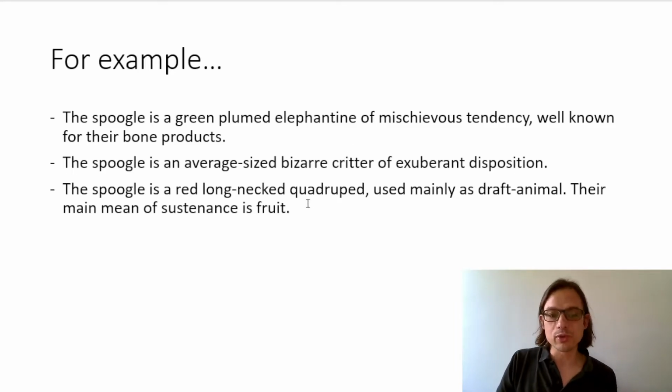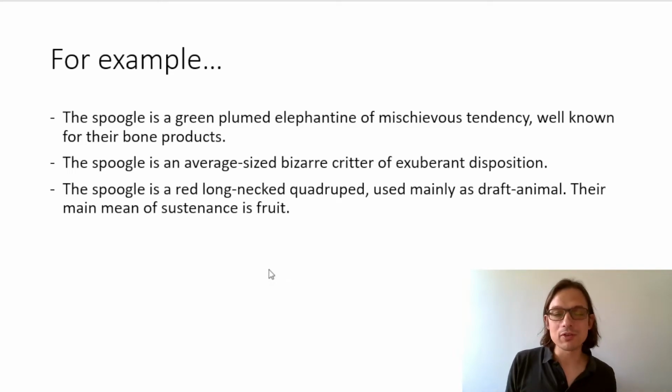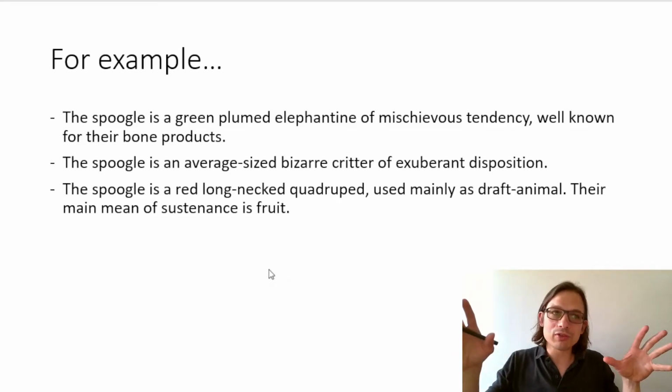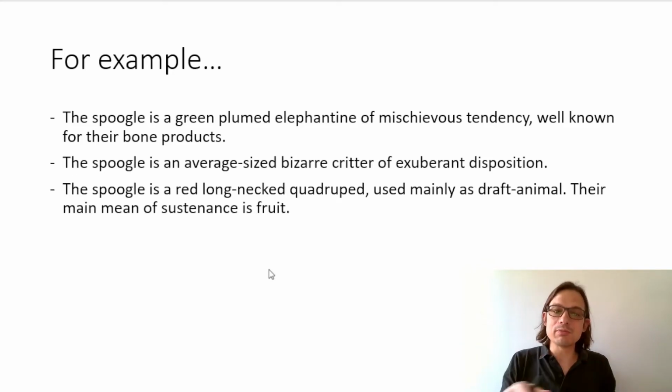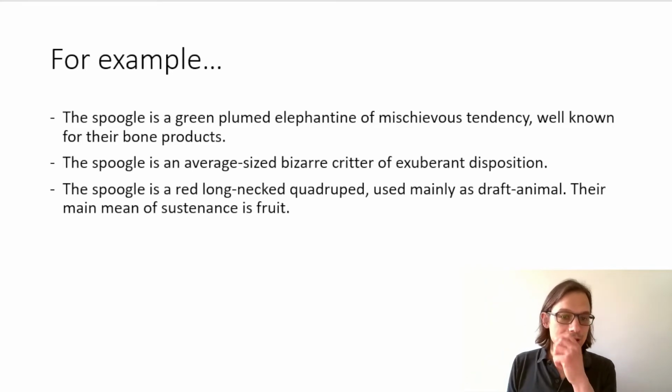The spoogle is a red, long-necked quadruped, used mainly as a draft animal. Their main means of sustenance is fruit. So this grammar is just a bunch of alternatives and embedded alternatives within a description, and you can get a lot of flavor out of it. So that's the primary thing, but this is basically what Tracery was doing.